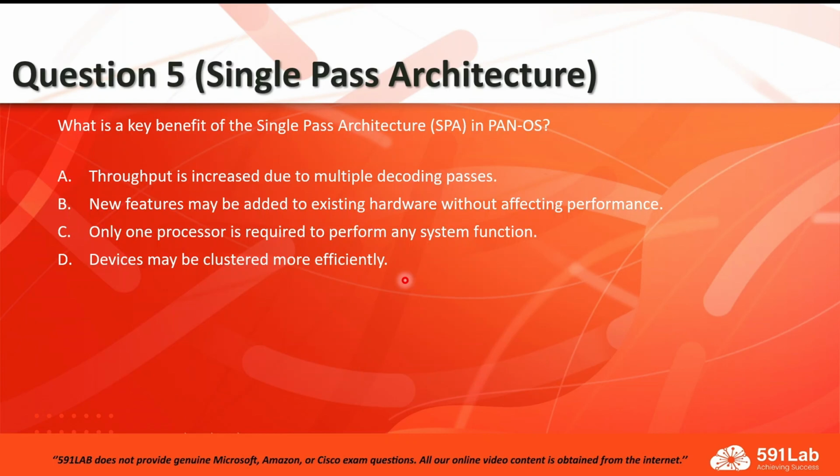With the previous explanations, now we can check which option best suits the benefit of single pass architecture. A. Throughput is increased due to multiple decoding process. It's not the answer. And B. New features may be added to existing hardware without affecting performance. This is yes. We can improve the performance and the flexibility. And C. Only one processor is required to perform any system function. It's not the answer.